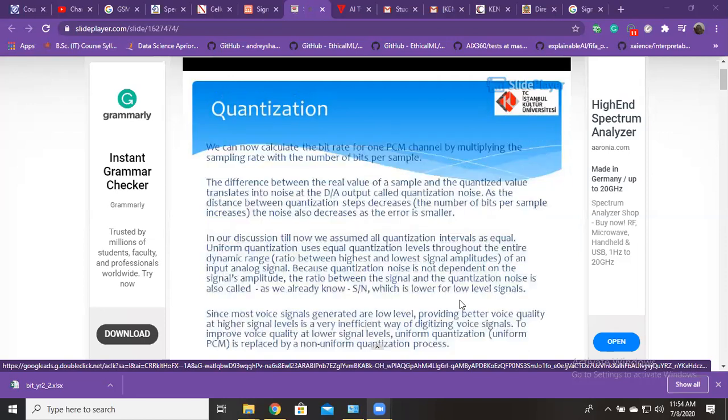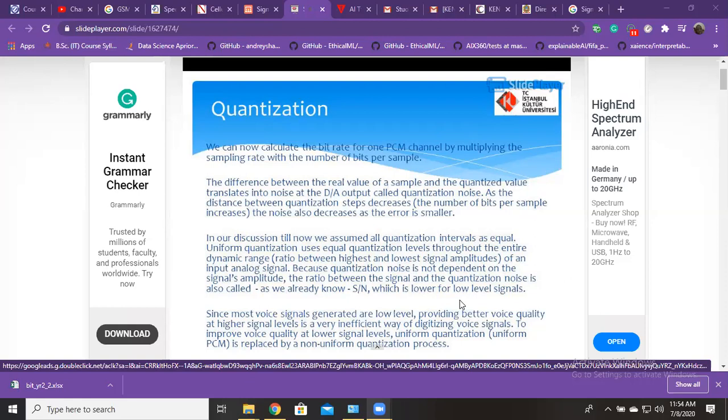Quantization. We can now calculate the bit rate for one PCM channel by multiplying the sampling rate with the number of bits per sample. The difference between the real value of a sample and the quantized value translates into noise at the DA output called quantization noise. As the distance between quantization steps decreases, the number of bits per sample increases. The noise also decreases as the error is smaller.